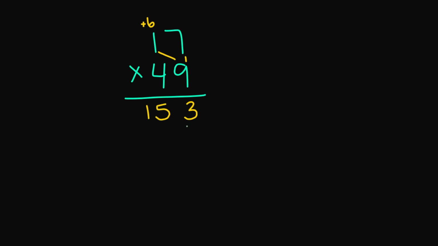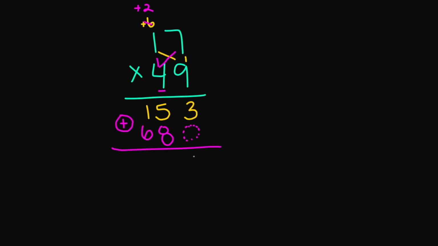I'm going to add my placeholder here because we're no longer using the ones place anymore. We're now here in the tens place. 4 times 7, that's 28. I'm going to write my 8 and carry the 2. And then 4 times 1 is 4 plus 2, that's going to give us 6. So I'm going to write a 6 here.